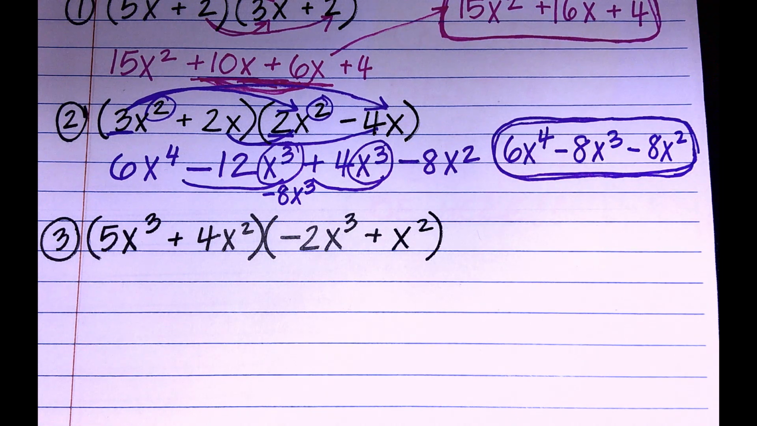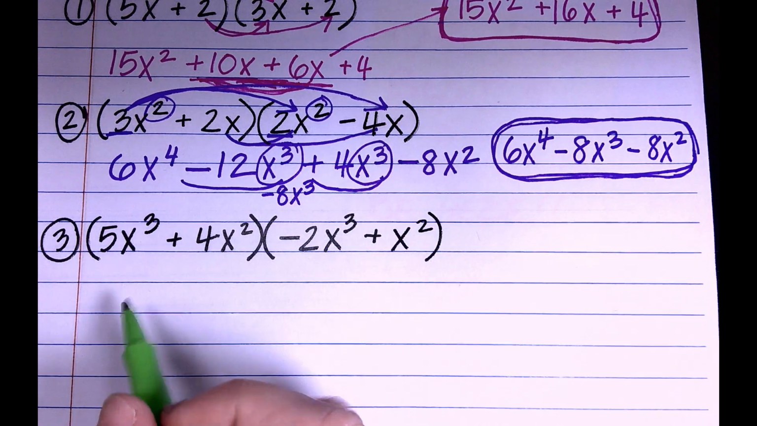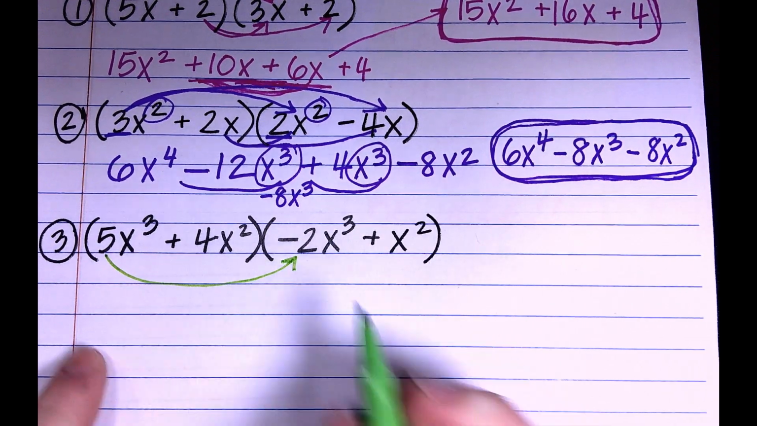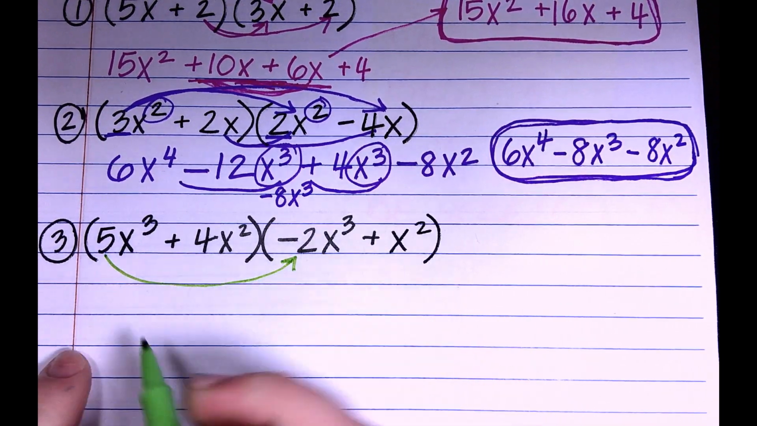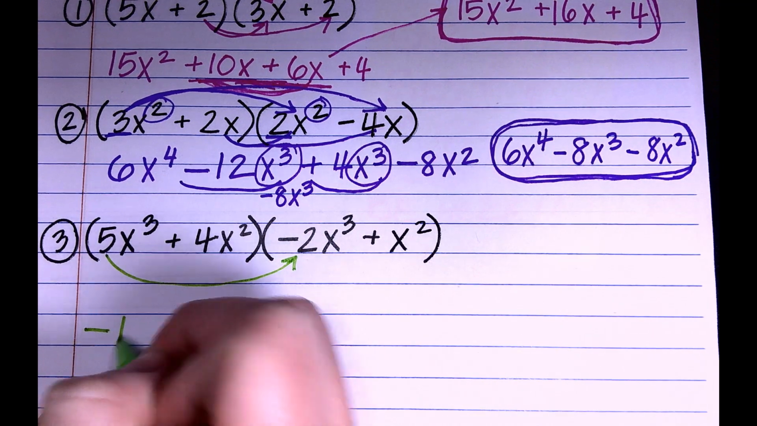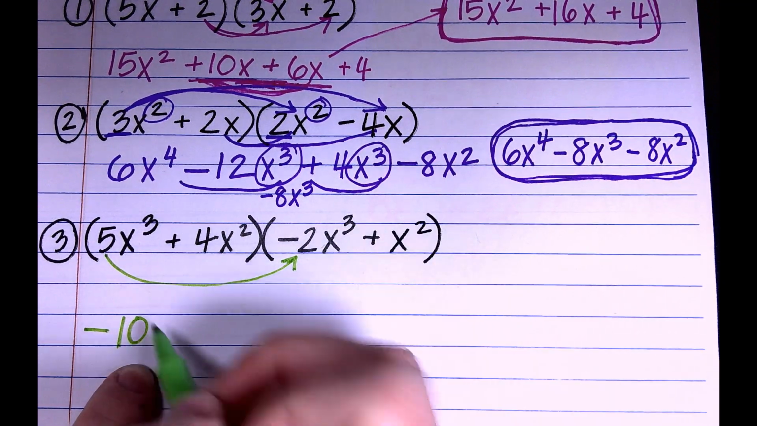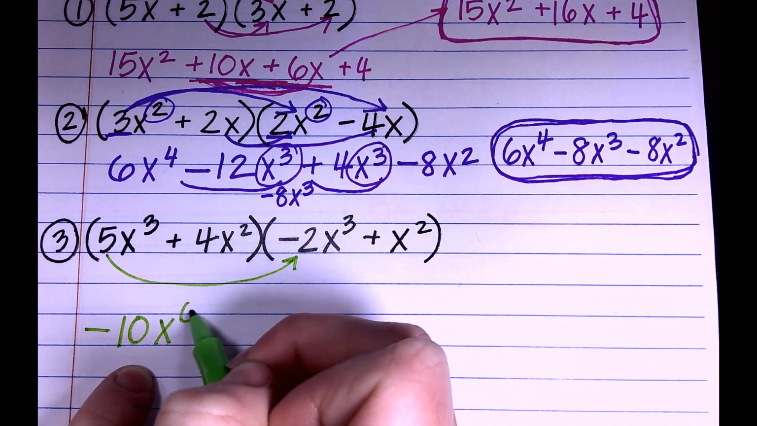Nice. Right. We're learning. We're doing so good. All right, let's look at number 3 then. First step: 5x to the third power times negative 2x to the third power. Perfect. 5 times negative 2 gives us negative 10, and x to the third times x to the third, 3 and 3 give us 6.